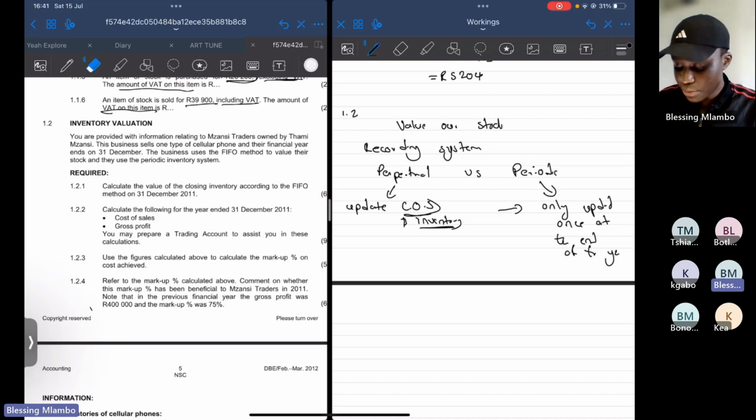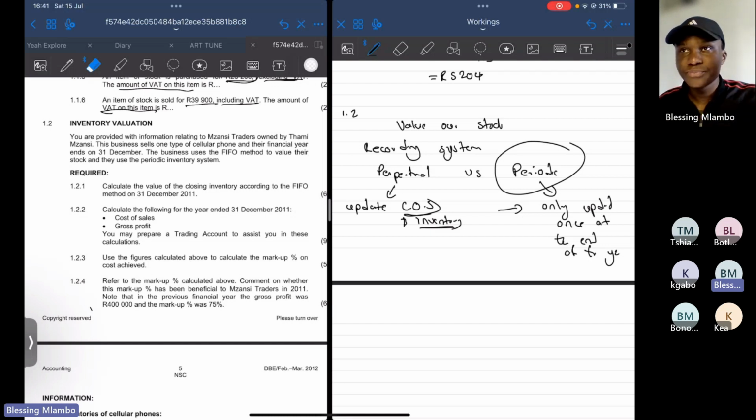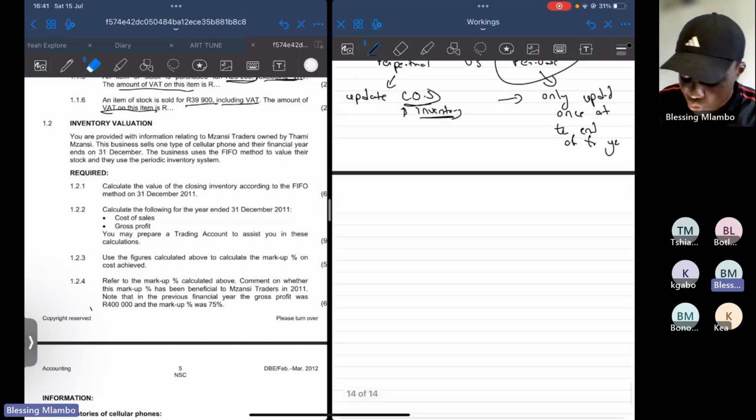When we buy goods under periodic, we debit purchases instead of inventory. We don't debit inventory. When we sell goods, we don't calculate the cost of sales at that point. We just leave the cost of sales section. We just post on the sales account and bank, increase our bank. So that's the key difference. Under periodic, we don't update the inventory and cost of sales account during the year. We only do it at the end. So that's a recording system.